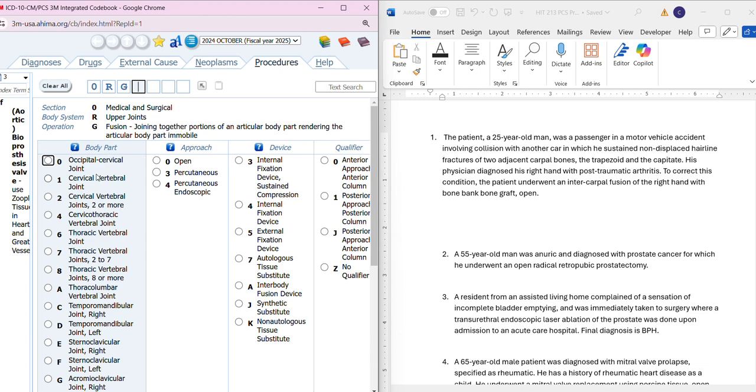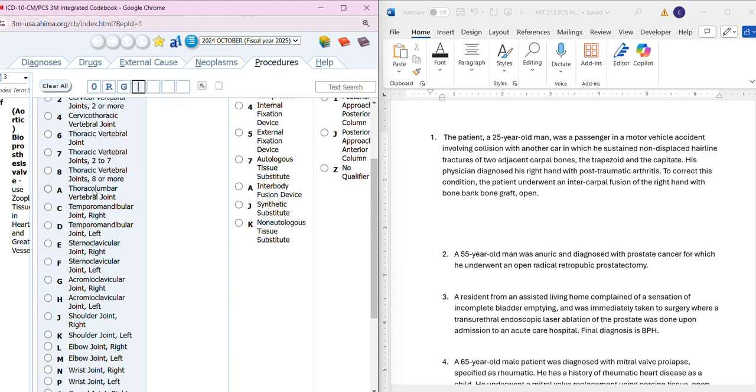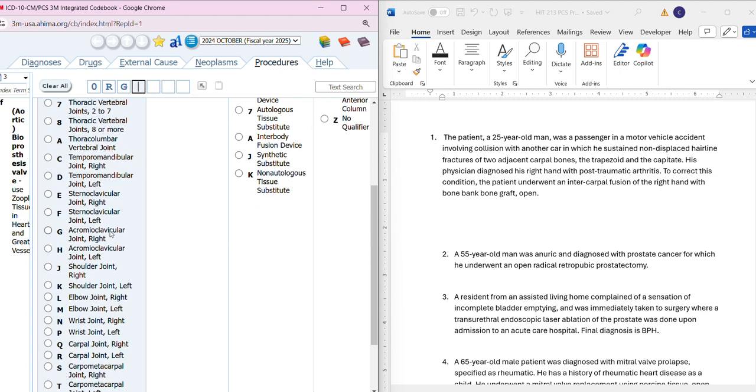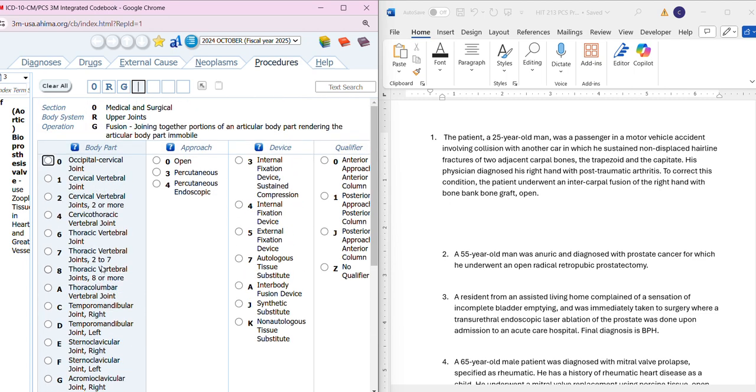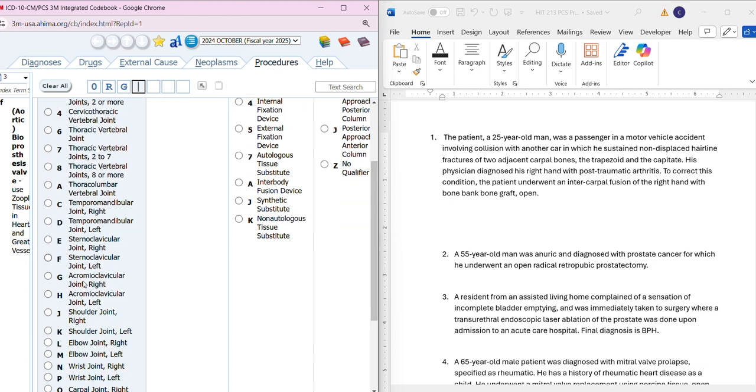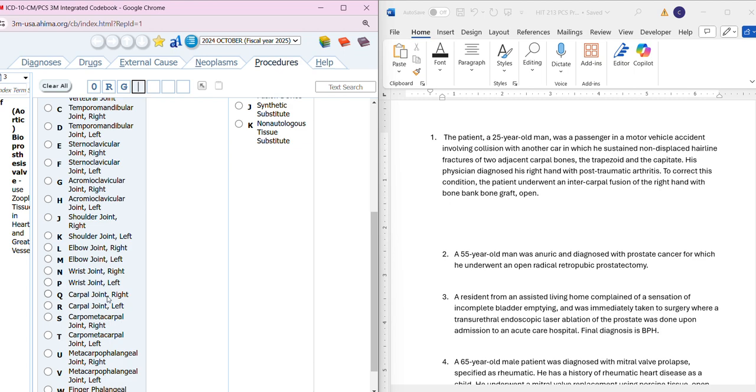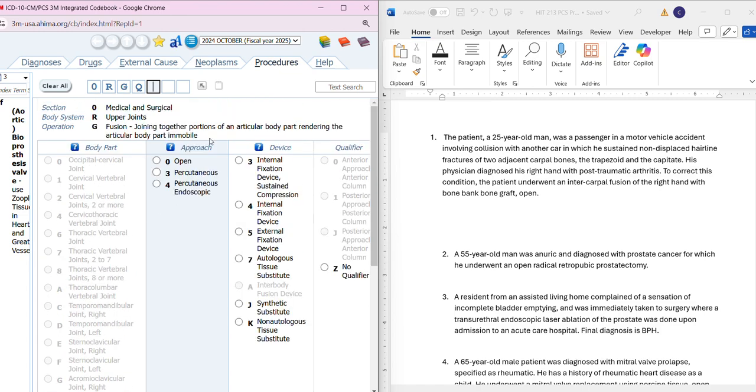And for body part, we're going to look for the carpal joint, because that's what the hand is. Your fingers are joints. So we're going to find carpal joint, and this was his right hand, so it's going to be Q, and it was an open approach.